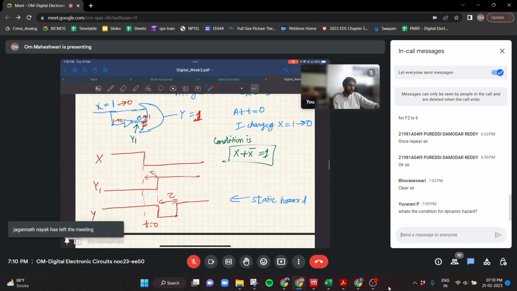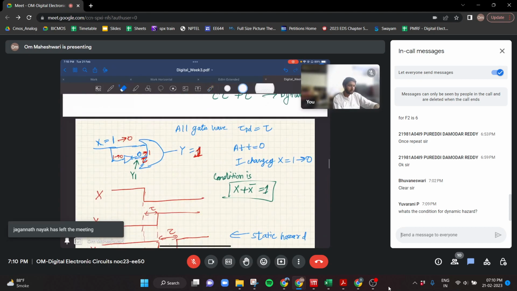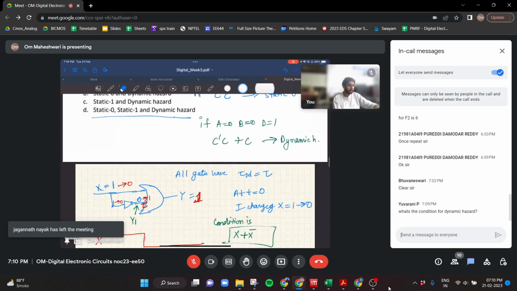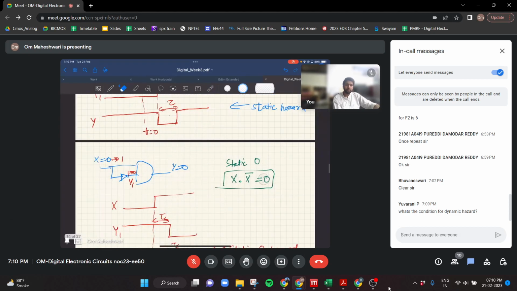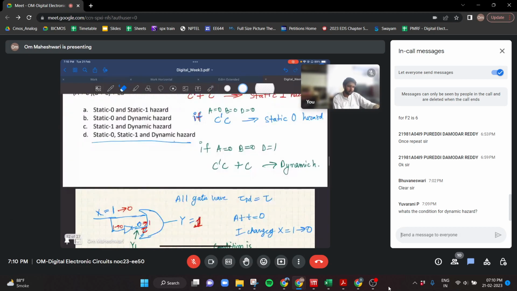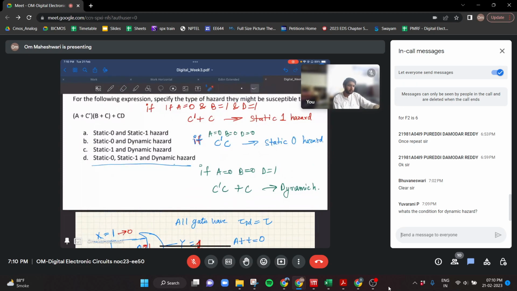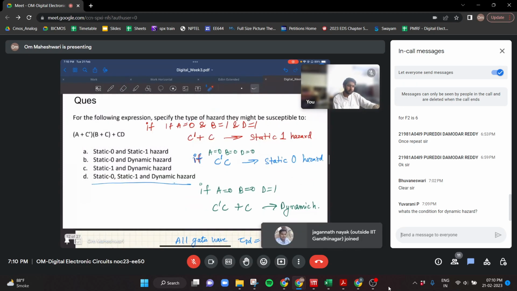So don't go by whether it is 0 or 1. It's just when this condition occurs, there will be a hazard. So in this expression, we have all three of them: static 0, static 1, and dynamic.